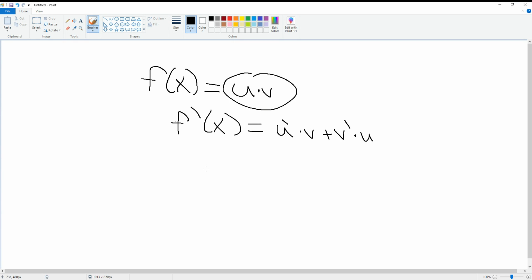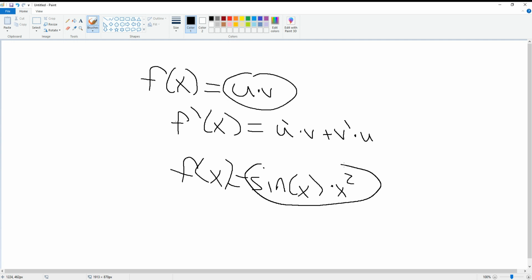Now, you got to know that the power rule won't work in all cases. The power rule works in a case where you have some function, for example, sine of x times x squared, because these are two separate functions, okay? This is the first function, this is the second function.